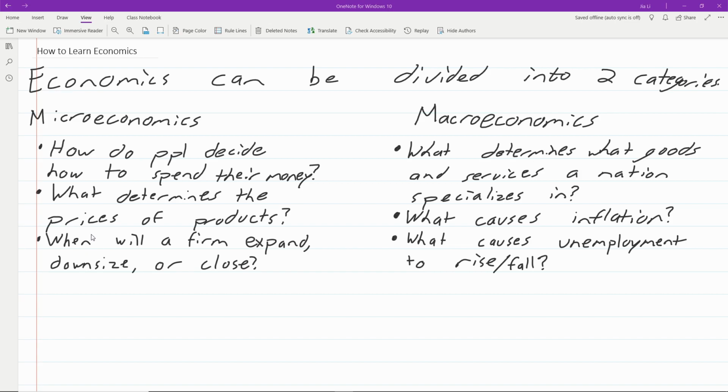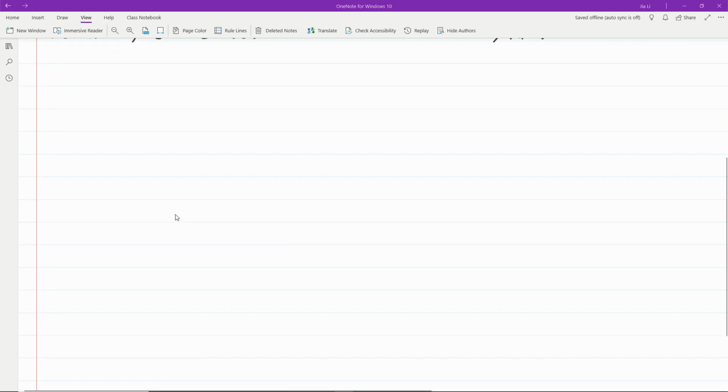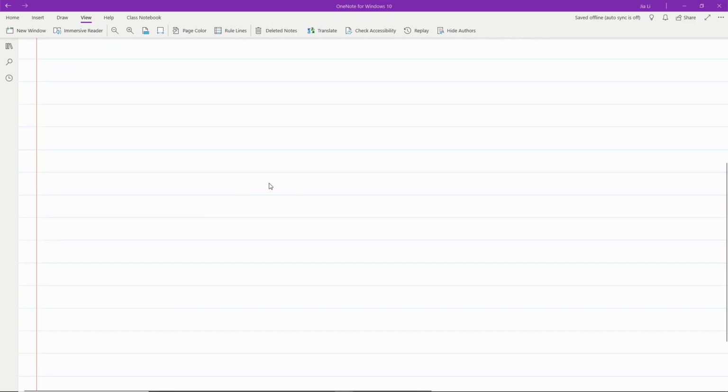How will we approach the question of what determines the prices of products, and this question of when will a firm expand, downsize, or close, right? So how will we actually approach learning each of these three questions? Well, I'll actually need to scroll down to get some more space here. But before I directly address that, I want to talk a little bit about a really famous economist named John Maynard Keynes.